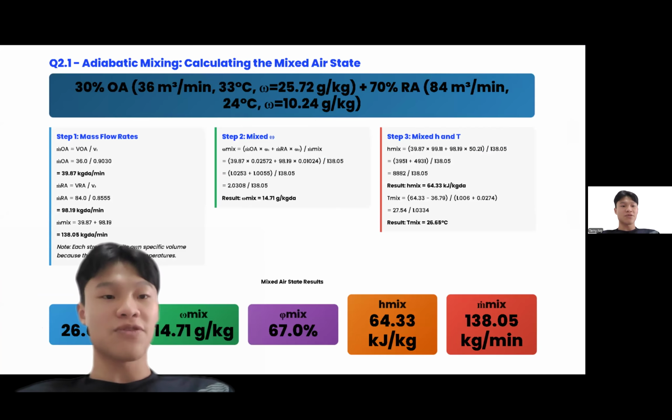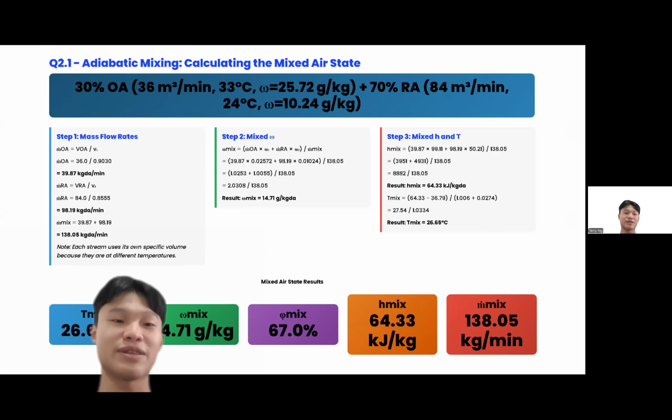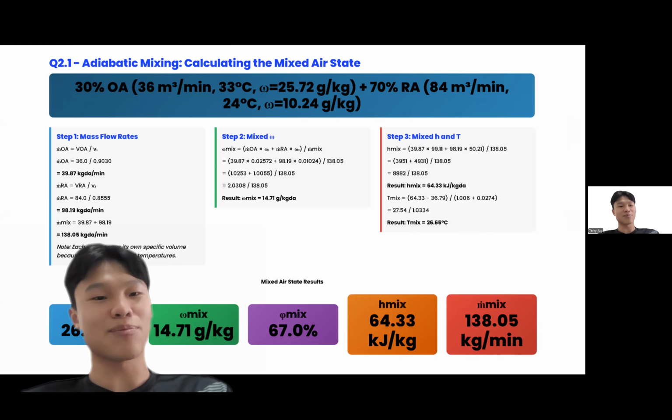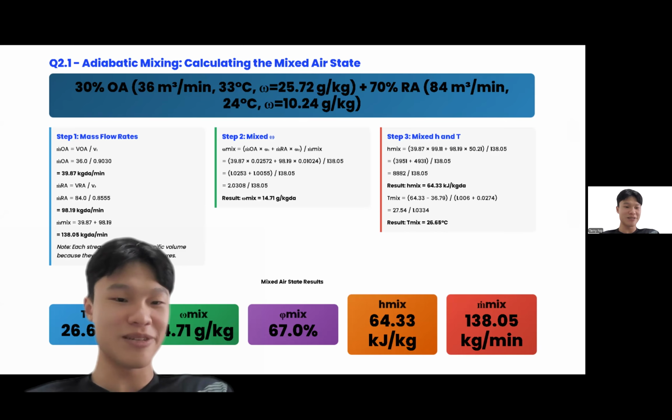Three steps to find the mixed air state entering the coil. Step 1, mass flow rate. I calculate each stream separately because they are at different temperatures and therefore different specific volumes. Outdoor air, 36 divided by 0.9030 equals 39.87 kilograms per minute. And return air is 84 divided by 0.8555 equals 98.19 kilograms per minute. Total mixed mass flow is 138.05 kilograms per minute.